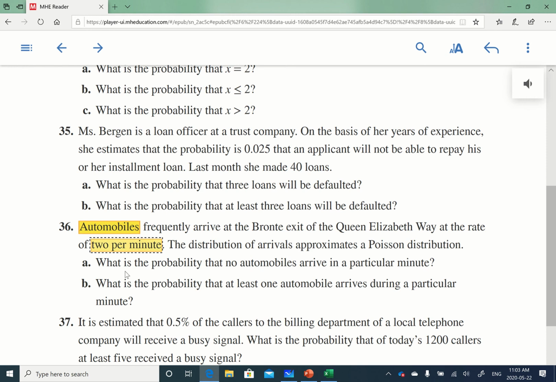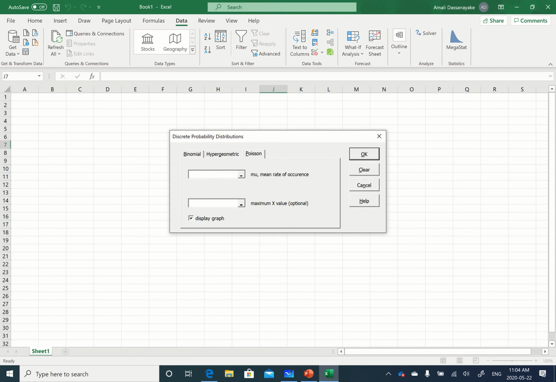And the two questions that they want to figure out are: what's the probability that no automobile would arrive in a particular minute? So if we take any minute during the day, what is the chance that no automobiles will be arriving at this exit? And then if you take any minute during the day, what is the chance that at least one automobile would arrive at this particular exit? So all you need is this information, the rate. So you feed that over here.